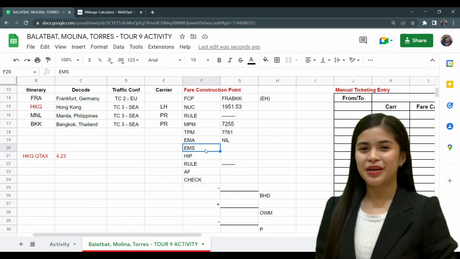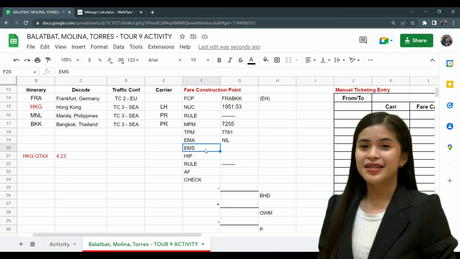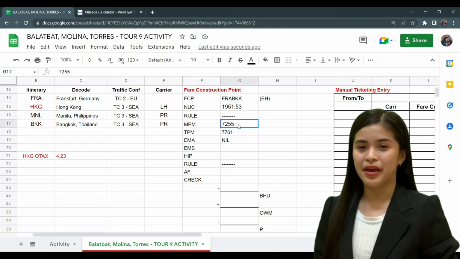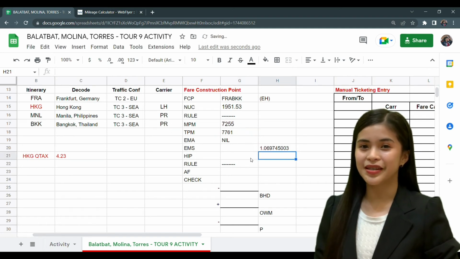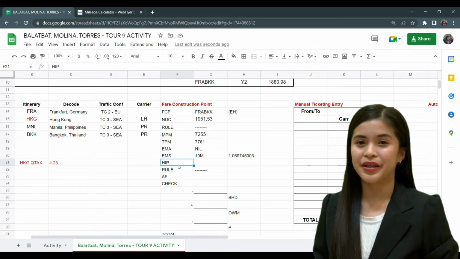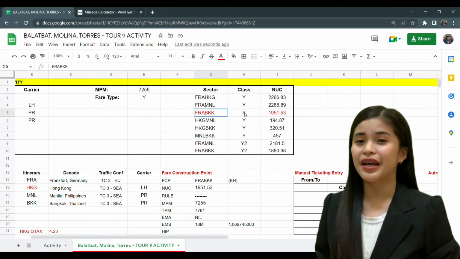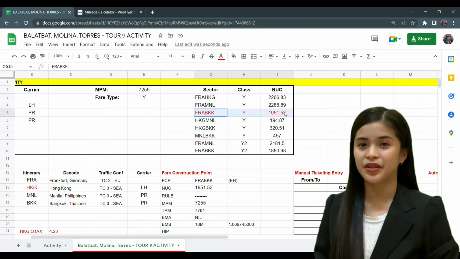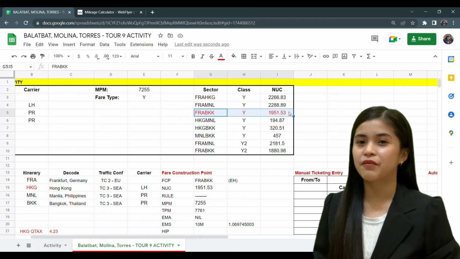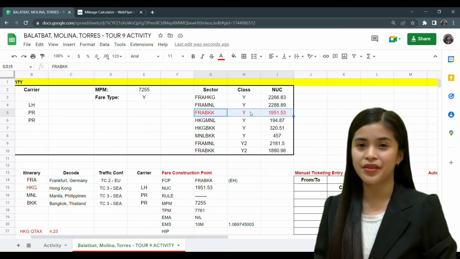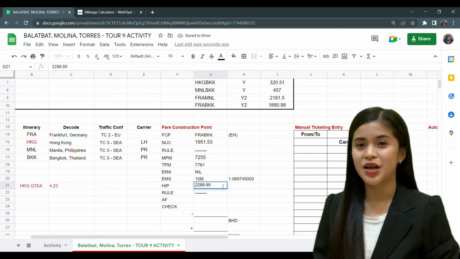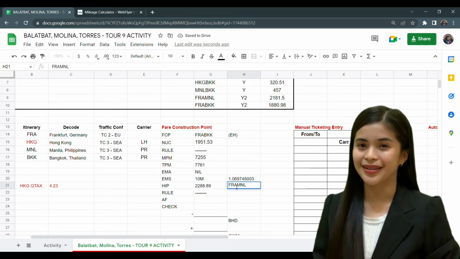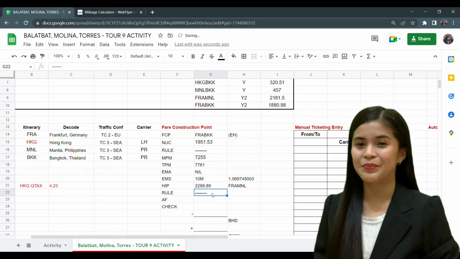Moving forward to EMS or extra mileage surcharge. Since the TPM is greater than the MPM, we have to divide the two, and that will give us an answer of 1.06, having 10% EMS. For the HIP or higher intermediate point, we have to take a look at which NUC is higher than what we selected earlier. If we have a low NUC of 1,951.53, we will have a high NUC of 2,288.89 with a CT pair of FRA MNL. Again, for the rule, we leave it blank.